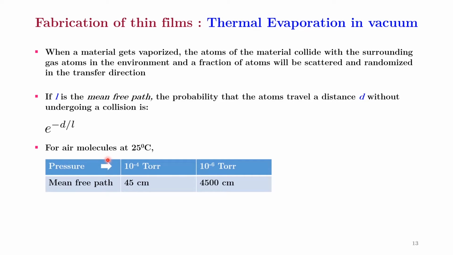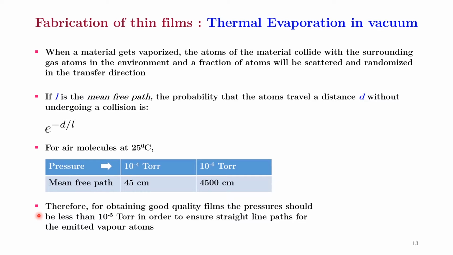For air molecules at 25 degrees C, if the pressure inside the chamber is 10⁻⁴ torr, then the mean free path is found to be 45 cm. As we decrease the pressure inside the chamber to 10⁻⁶ torr, it is found that the mean free path becomes 4500 cm. Therefore, for obtaining good quality films, the pressures should be less than 10⁻⁵ torr in order to ensure straight line paths for the emitted vapor atoms.